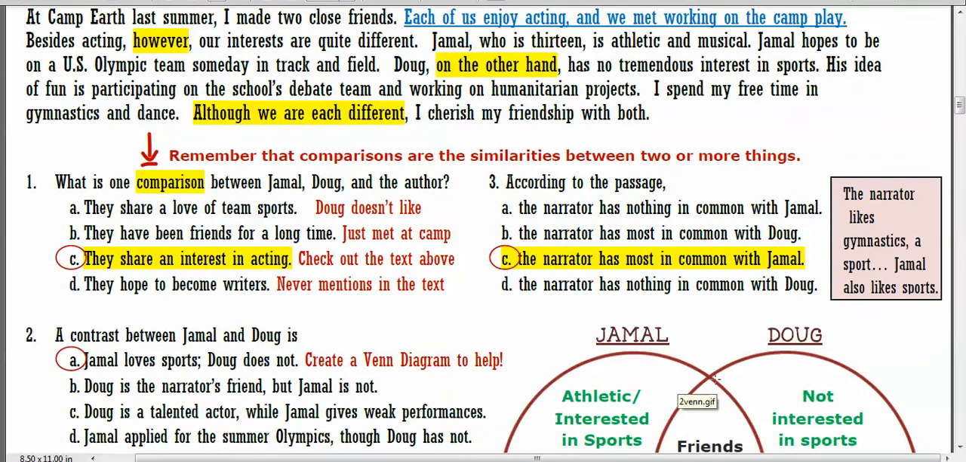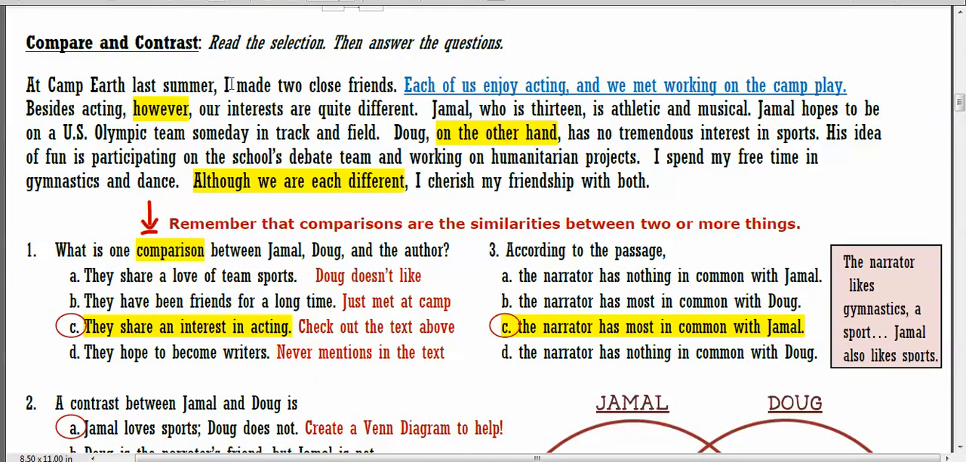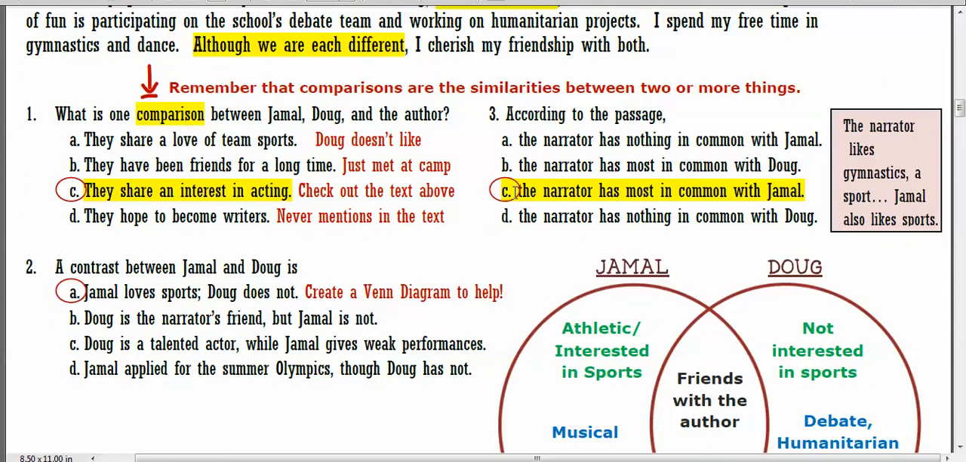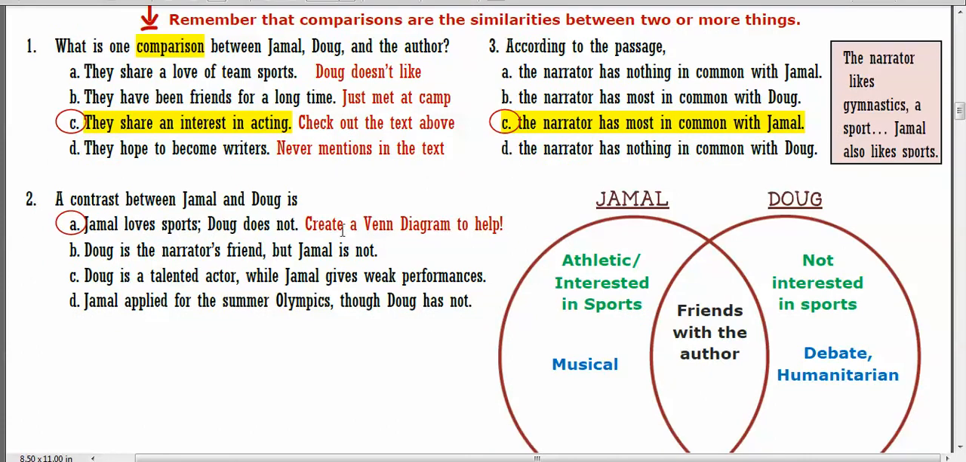If you look back in your text, the author tells us, I made 2 close friends. Those were Jamal and Doug. Then if you look here, Jamal loves sports, Doug does not. Here's my Venn diagram. Jamal was athletic and interested in sports. It said in the text that Doug was not. Here is the contrast. I used that Venn diagram, that graphic organizer, to support me. I would suggest doing that on the test as well. It helps to really organize your information.